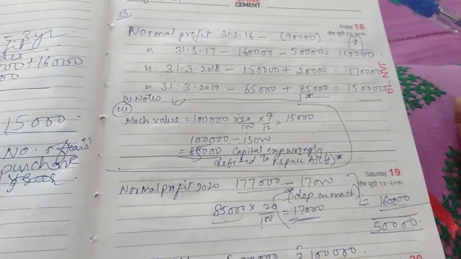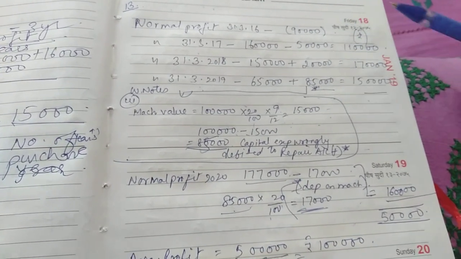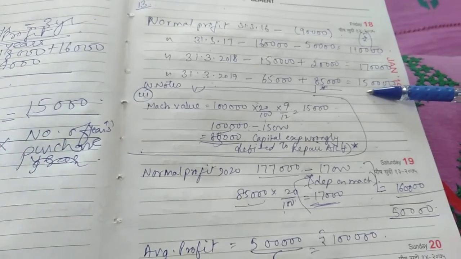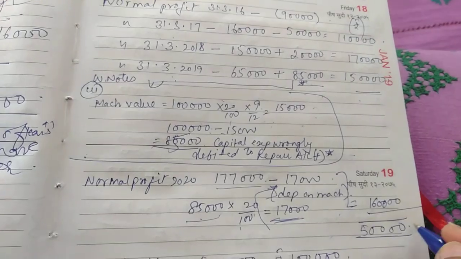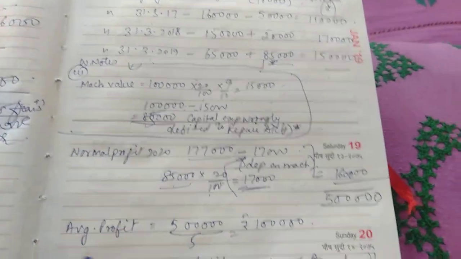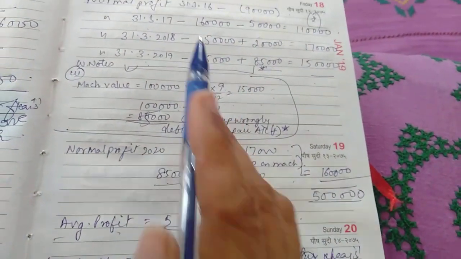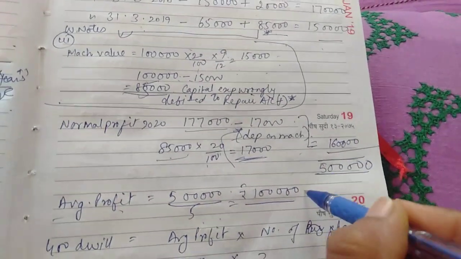Now the procedure is same. You have to calculate average profit. Loss is minus 90,000, minus 1,10,000, plus 1,70,000, plus 1,50,000, plus 1,60,000. You are going to get 5 lakh total. With this 5 lakh total, you have to calculate average profit. 5 lakh upon number of years. How many years are there? 1, 2, 3, 4, 5. 5 years. So your average profit is 1 lakh.